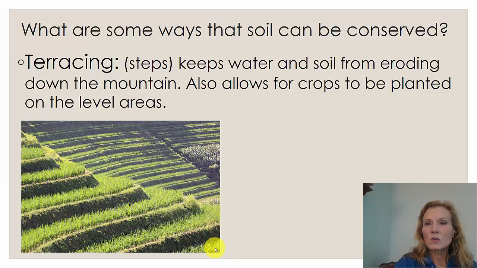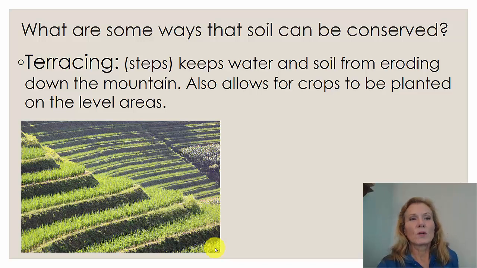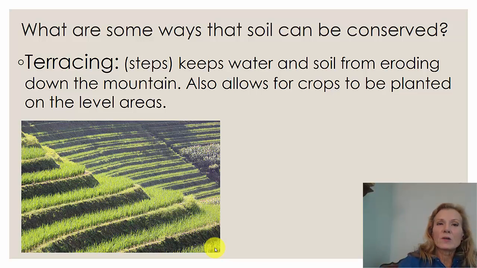So what are some ways that soil can be conserved? Well, let's look at a few. You've got terracing, or making steps in the side of a mountain. This keeps water and soil from eroding down the mountain. As you can see here, it's just like creating stair steps. Not only does it slow down the water and soil erosion, but it also gives farmers a flat spot to plant more crops on a more level area.